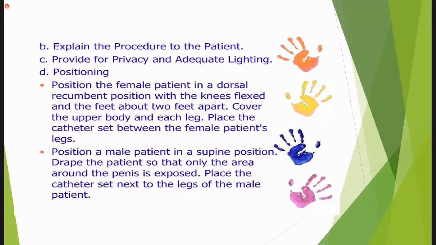First of all, explain the procedure to the patient, ensure privacy and adequate lighting, and position the patient. The position of the female is dorsal recumbent, with knees flexed and feet about 2 feet apart. Cover the upper body and each leg. Place the catheter set between the female patient's legs. That is the position of a female patient. The male patient position is supine, and wrap the patient so that only the area around the penis is exposed. Place the catheter set next to the leg of the male patient.